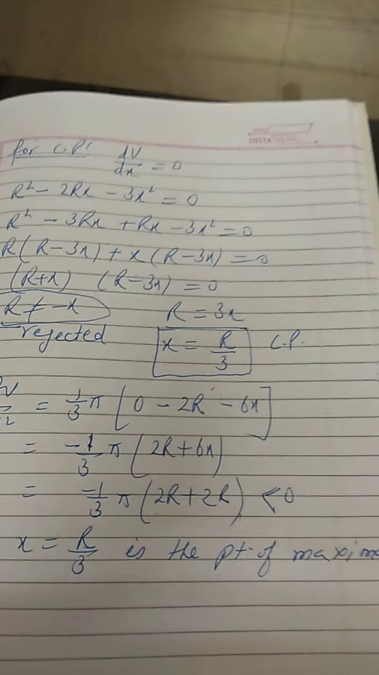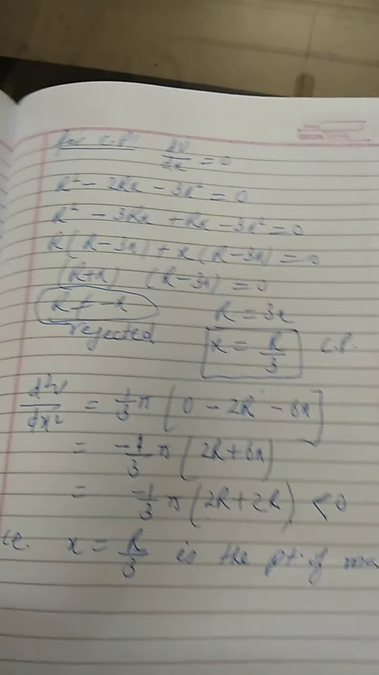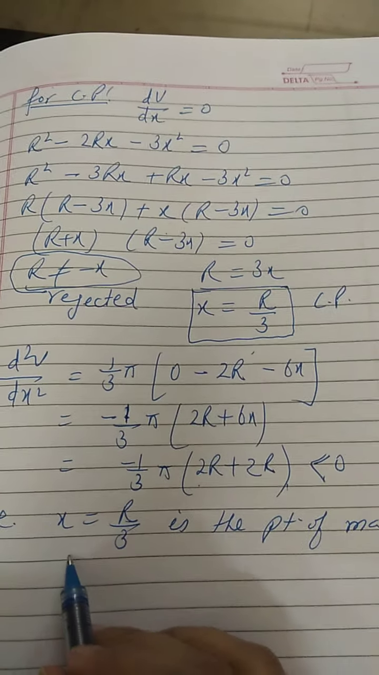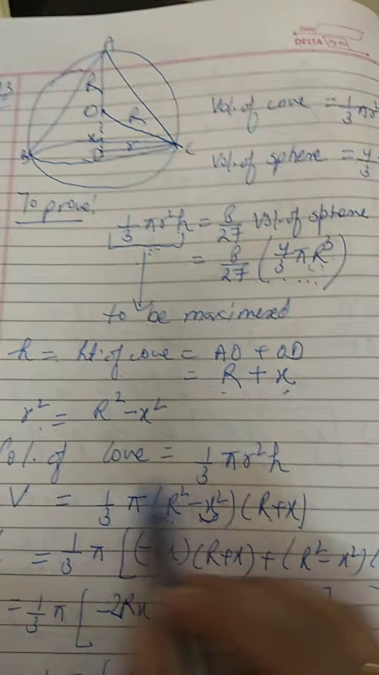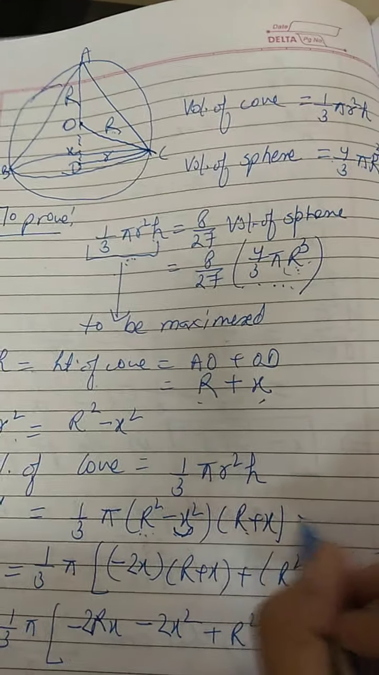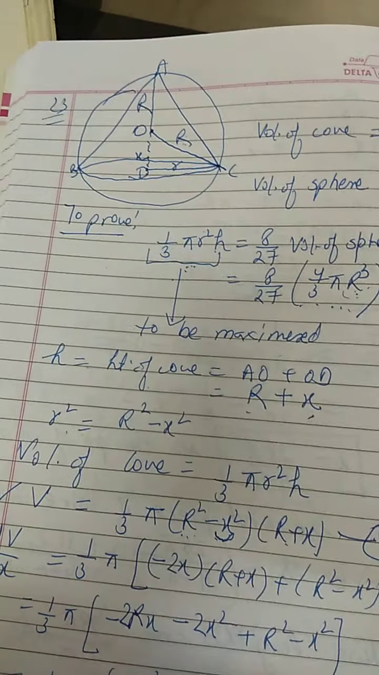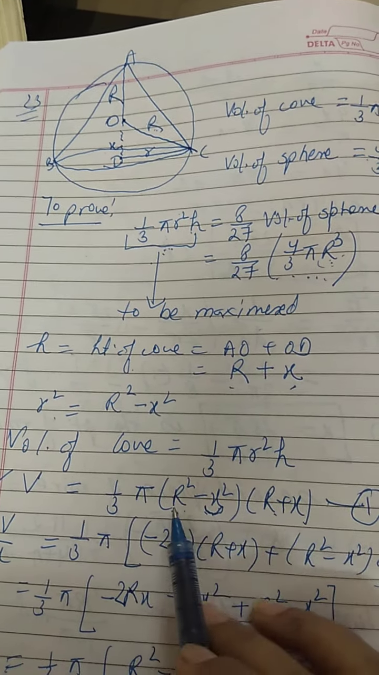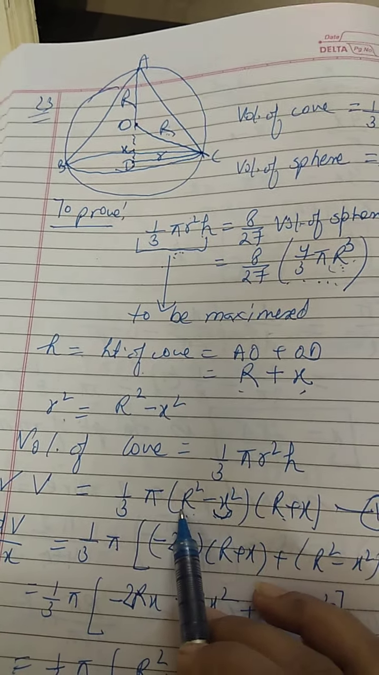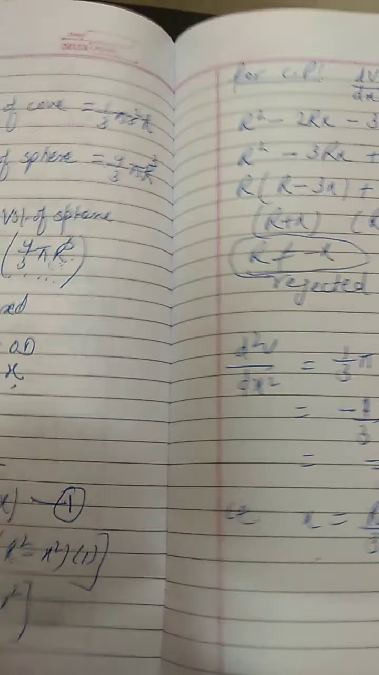If x equals R by 3 is the point of maxima, let us substitute the value of x in the volume. Now, what was the volume that we converted in terms of complete R? If I mark it as 1, this value of x we will substitute here in this volume, because the complete volume we have written in terms of capital R and small x, right?